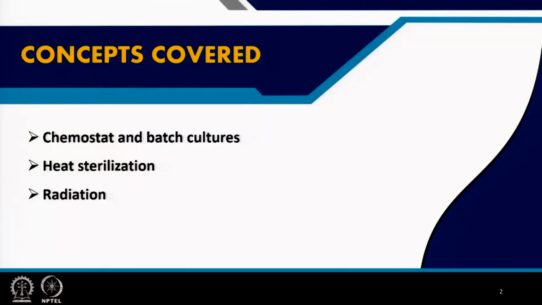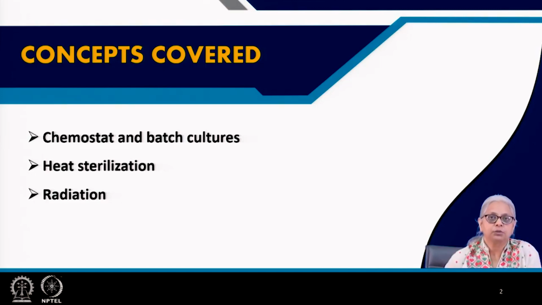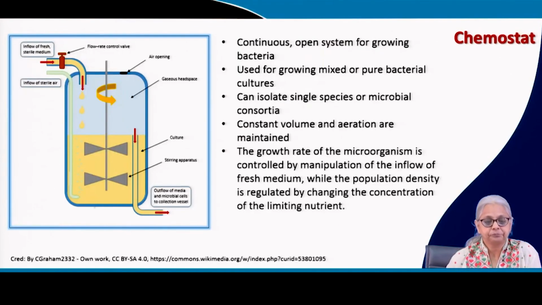We're going to start with a chemostat and batch cultures. How do we grow microbes in the lab? How do we control their growth, and what are the major factors that need to be controlled in these cultures? Then we come to heat sterilization and radiation. So these are some of the topics that we're going to cover.